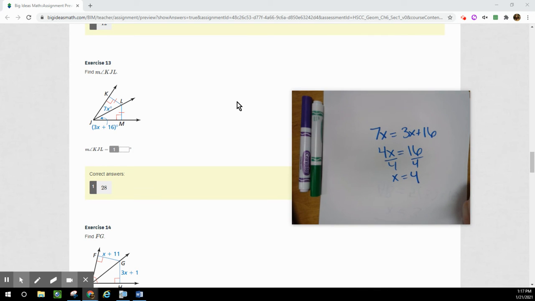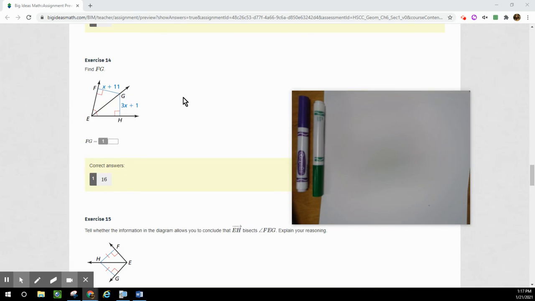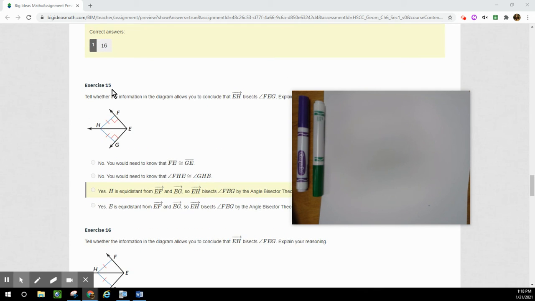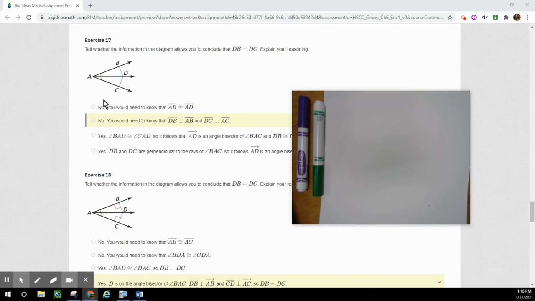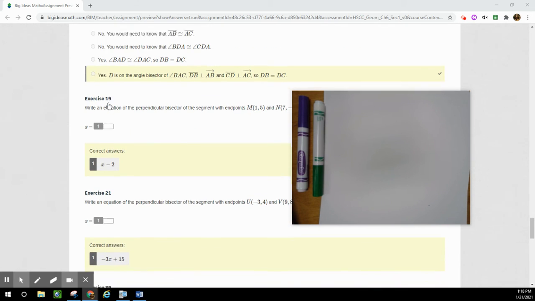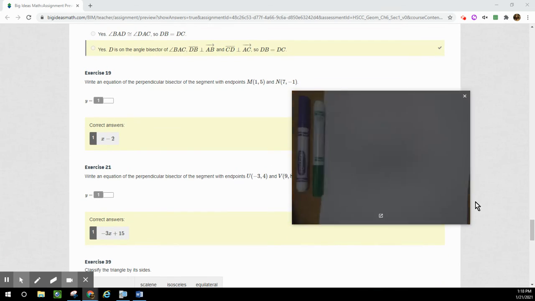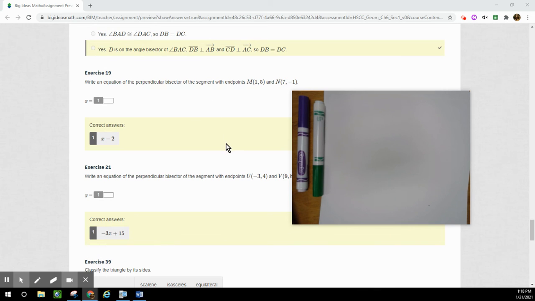They want KJL, which is equal to 7x. So 7 times 4 is 28. Another angle bisector problem we'd set up the same way. And more of the same until we get to question 19, which I've made a video about already.